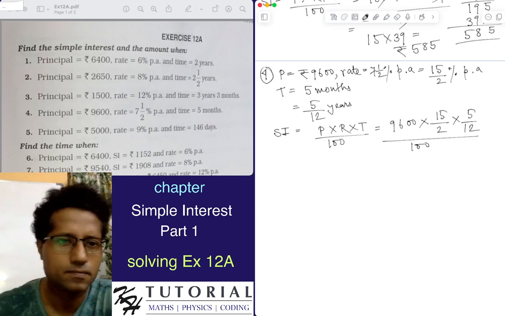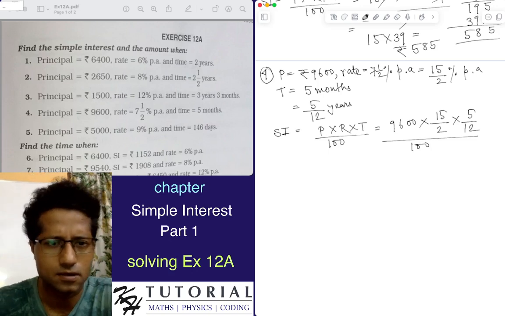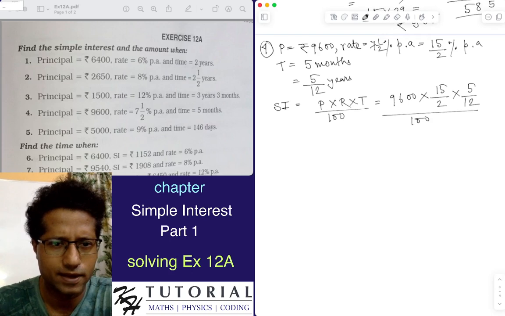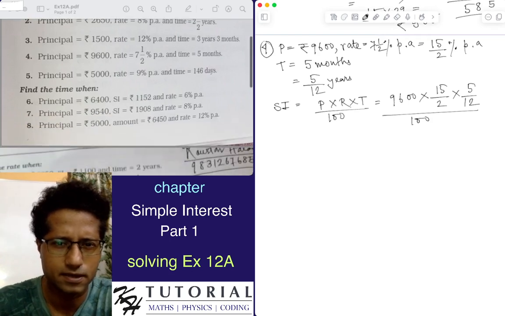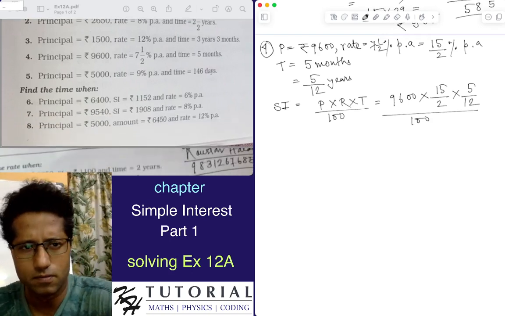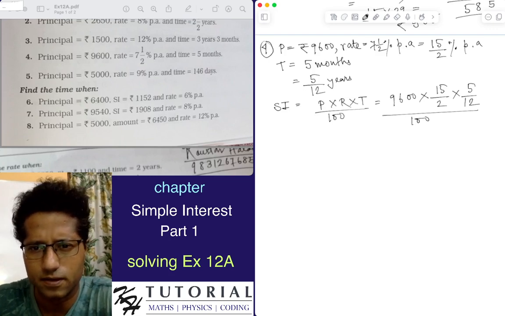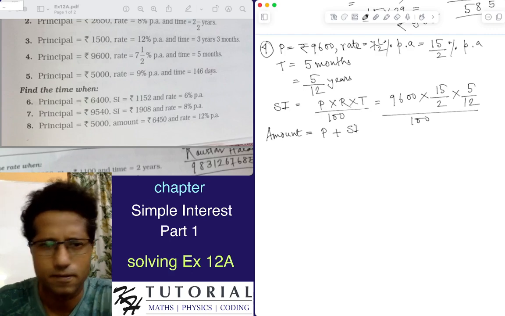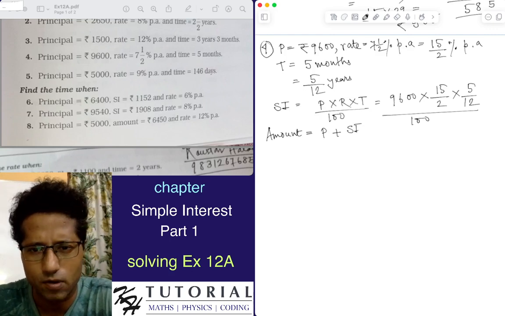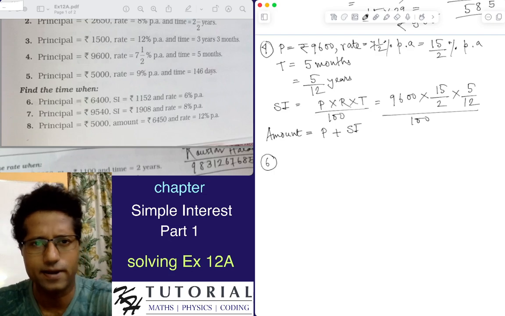Okay, by 100. So let's see. Find the time. For problem numbers, let's see problem number 6. Now definitely for this amount we can obviously calculate by P plus SI. Okay, let's see problem number 6. It is asking to find the time.